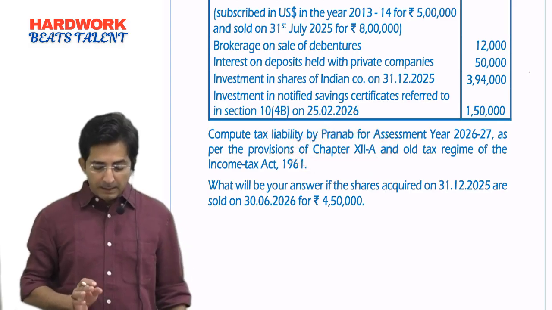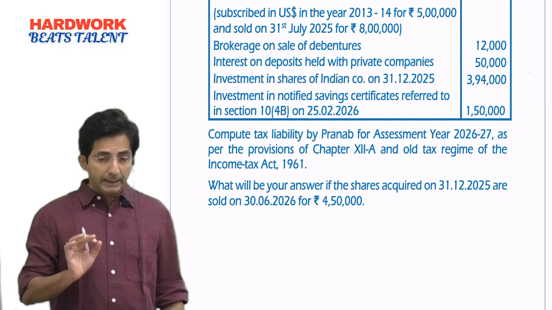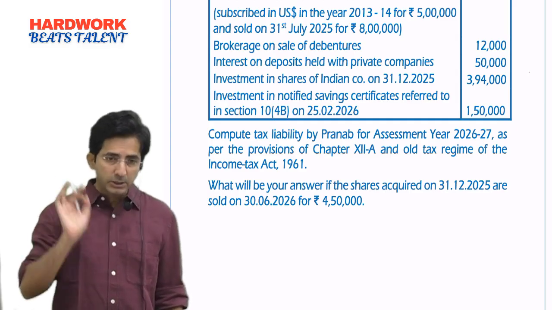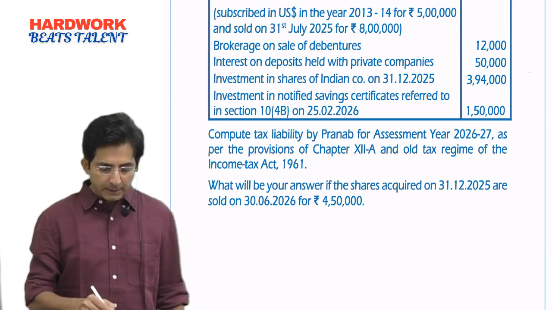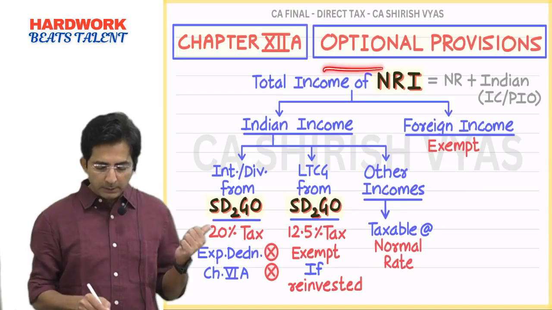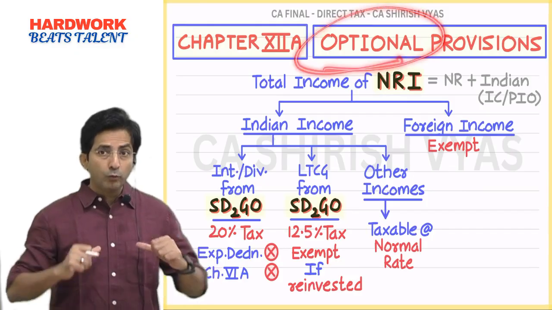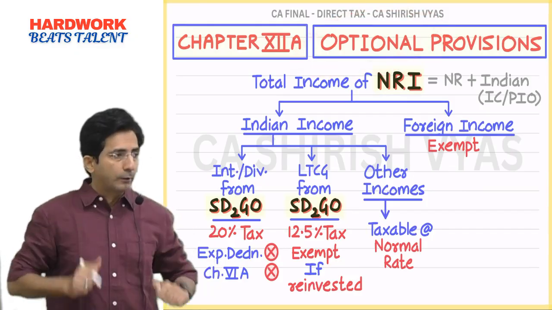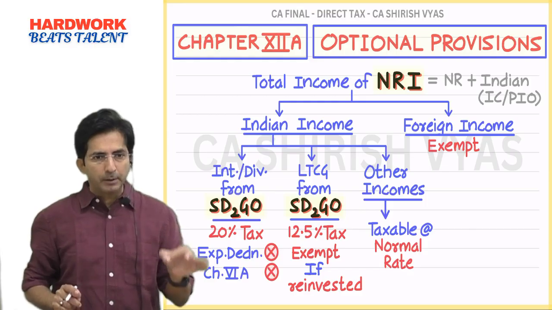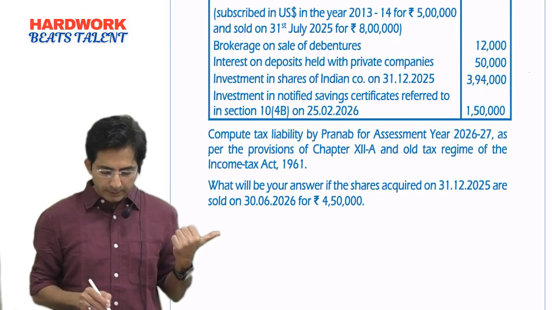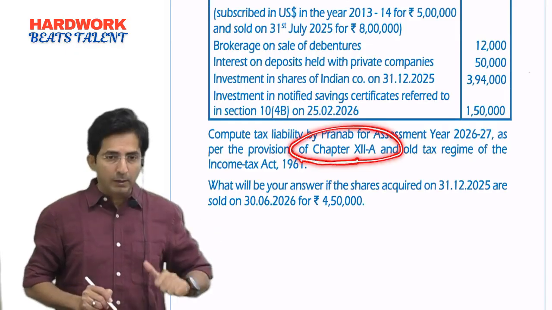If you remember in my last lecture I told you any question on chapter 12A they will mention that you have to go as per chapter 12A. And you know why it is necessary for them to mention? Because these are optional provisions. And how do we know whether assessee has opted for that or not? So if he has opted, the question will mention solve as per chapter 12A. Just the way here it is given as per the provision of chapter 12A.